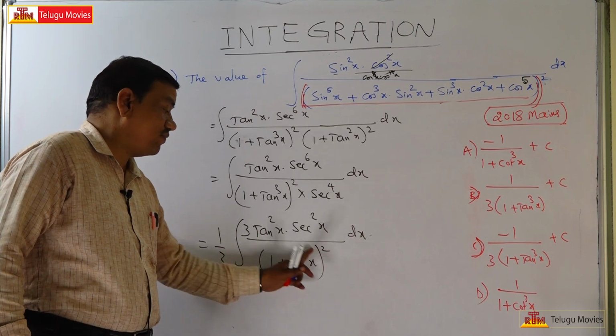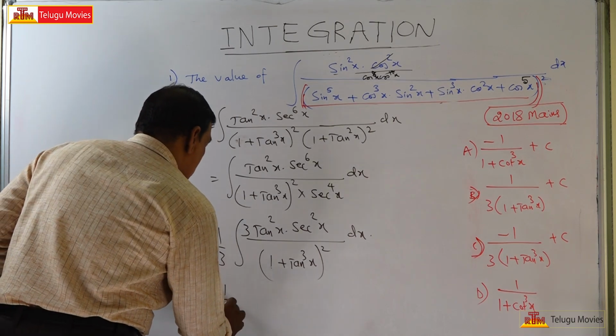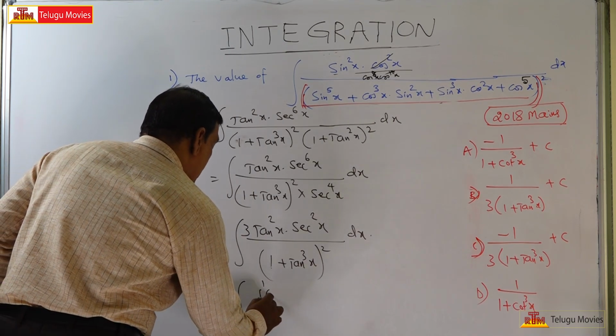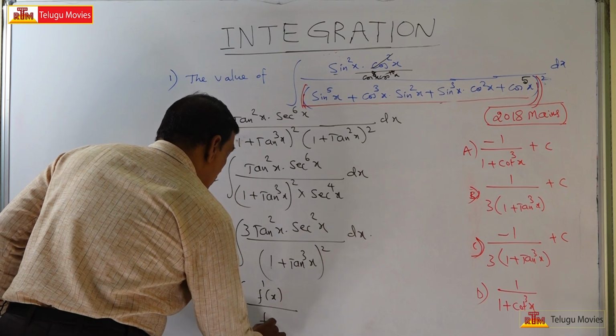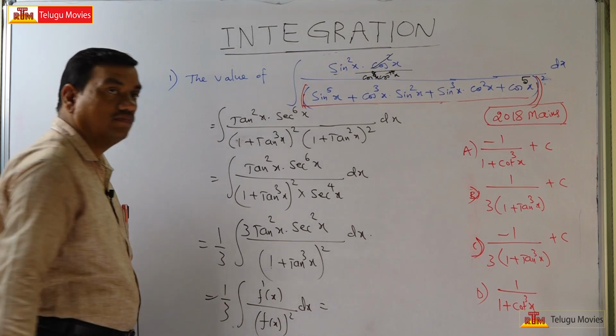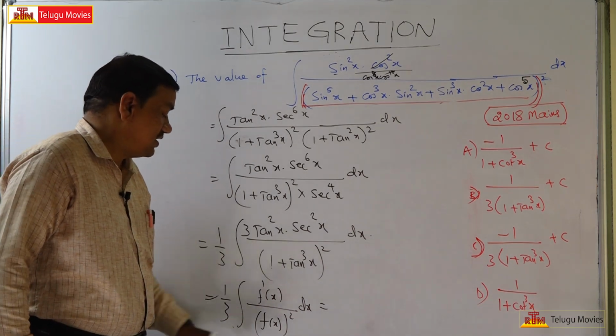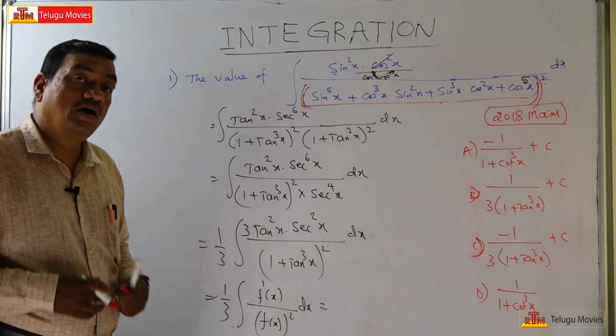So, the derivative of this is nothing but this. That means your answer is in the form f dash of x by f of x whole square dx. Okay, now you can forget about this: the derivative of f of x is in the numerator.